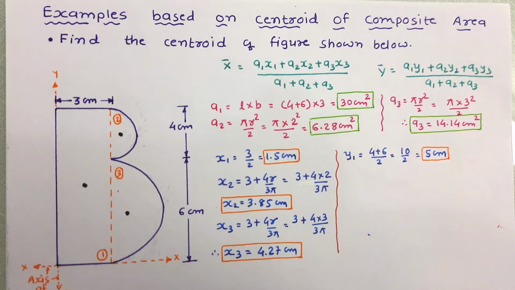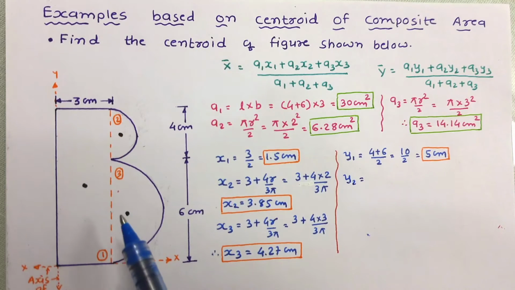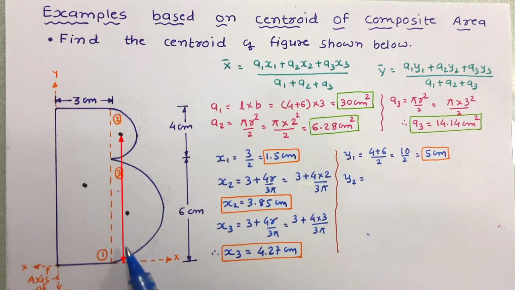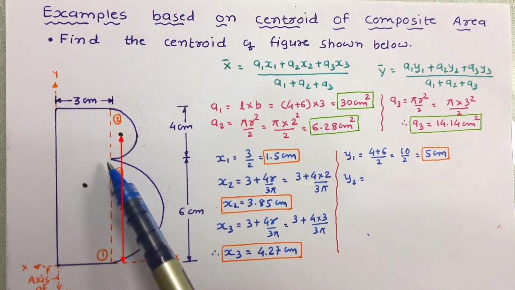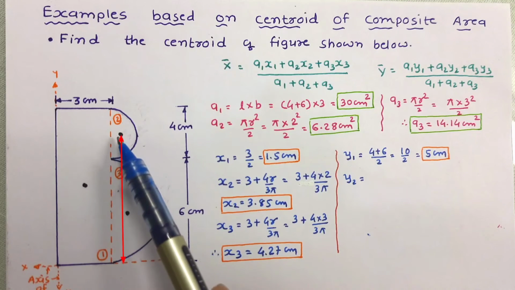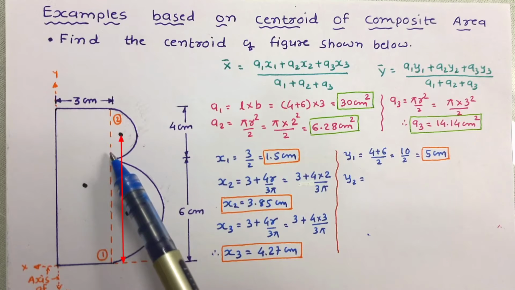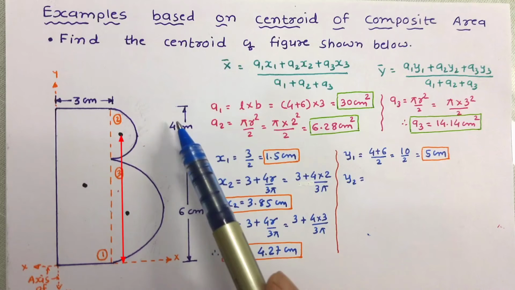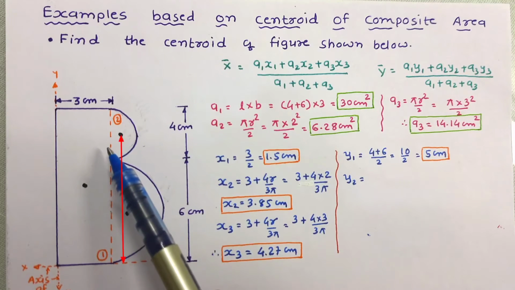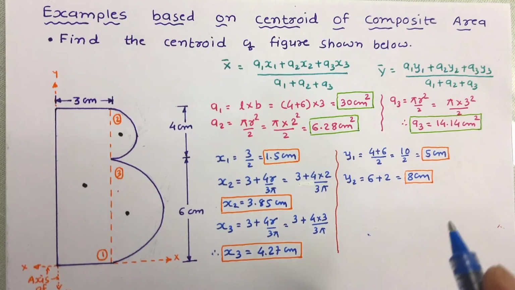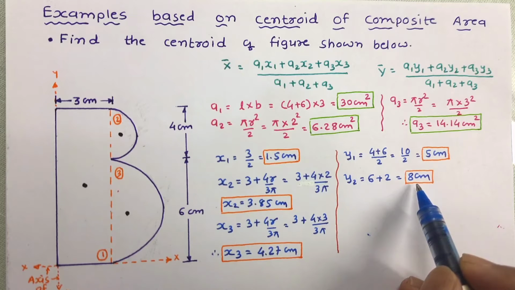Now let us work out y2. y2 is the centroidal distance of the second figure from the x-axis. So it is this much distance. Now we know that this distance is 6 centimeter, that is the diameter of the third figure, and this distance is the radius of the second figure. So we can write this distance as 6, and this is half of diameter 4. So this will be 2. So we can work out y2 as 6 plus 2, so y2 has been obtained as 8 centimeter.